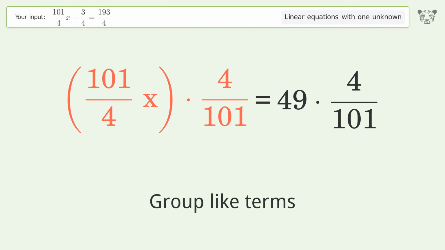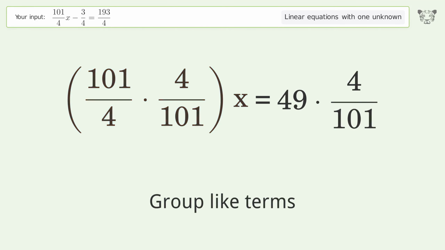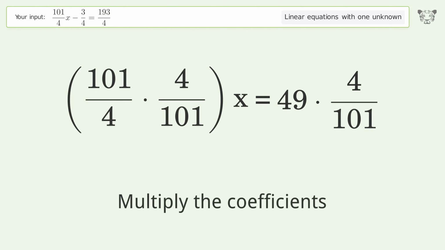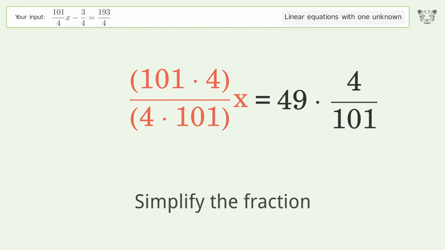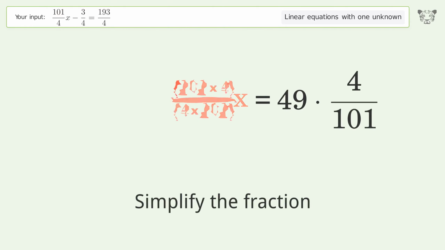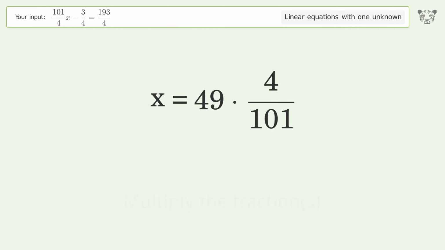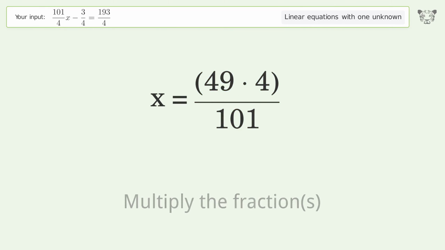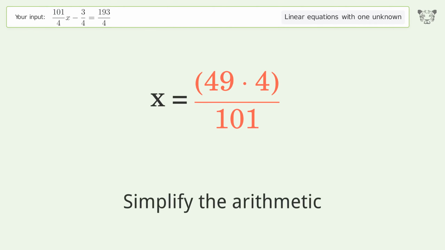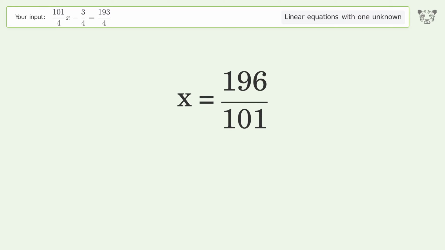Group like terms. Multiply the coefficients. Simplify the fraction. Multiply the fractions. Simplify the arithmetic. And so the final result is x equals 196 over 101.